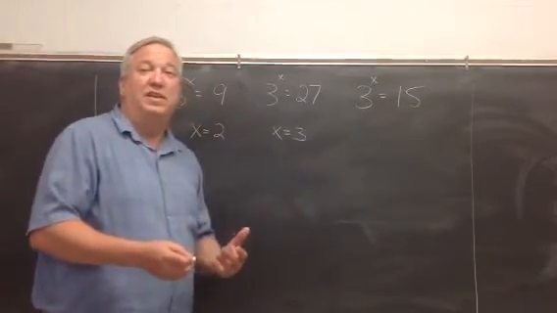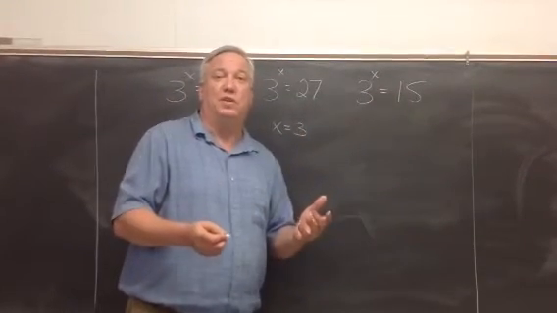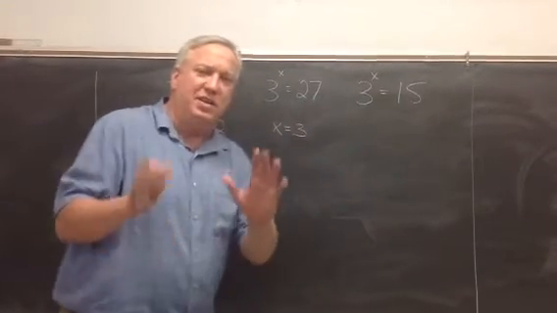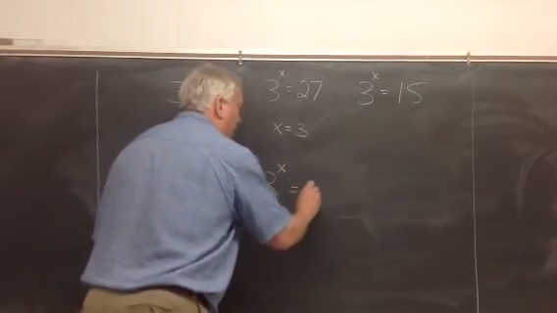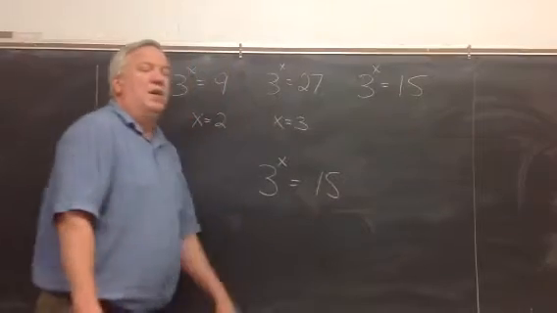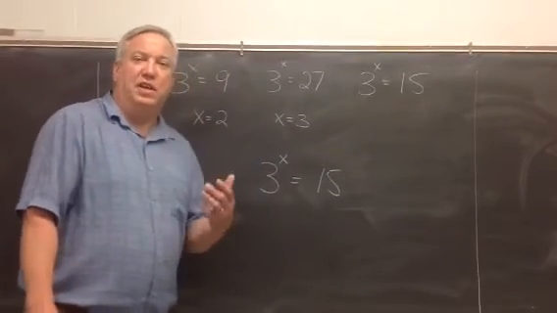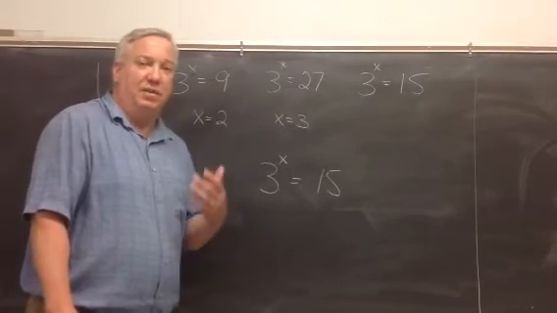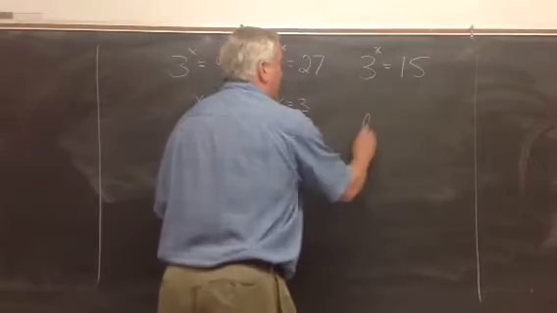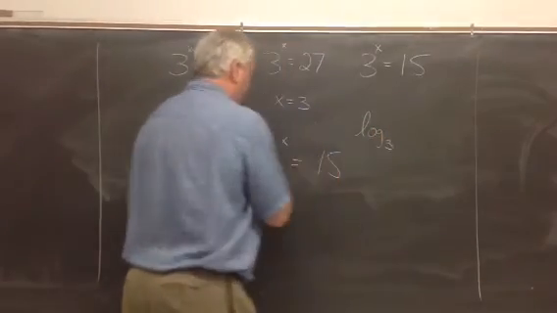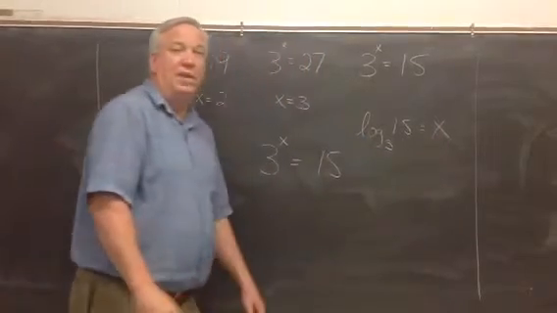Logarithms are invented to solve basically that problem and other more complicated ones just like it. But here it is in a nutshell. If I take 3 raised to a power equals 15, most mathematicians would say the best way to solve this is the change of base formula in logarithms. So we would rewrite this as a logarithm. Log base 3 of 15 is equal to x.